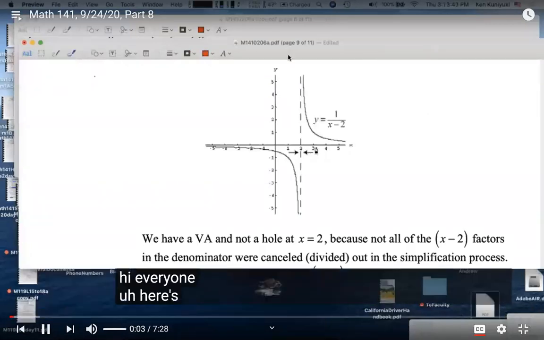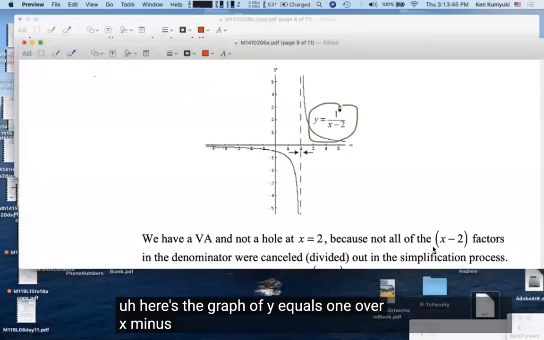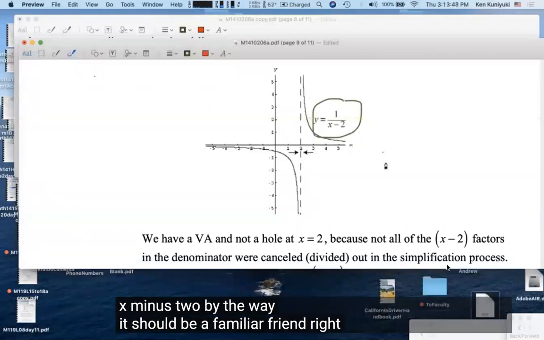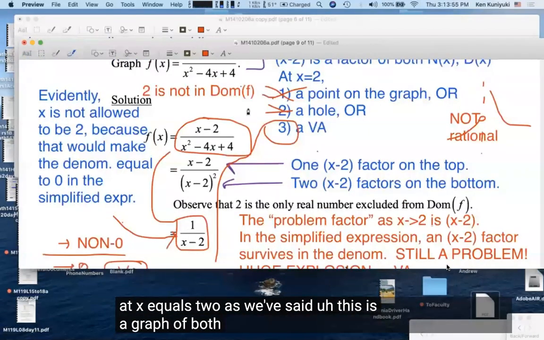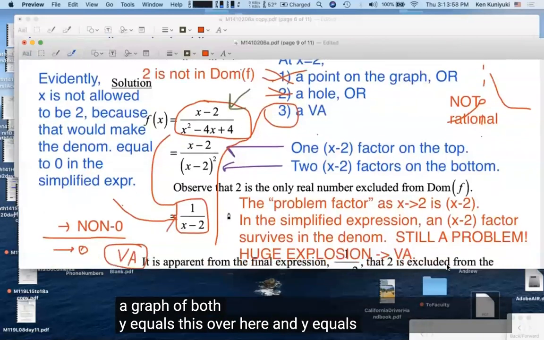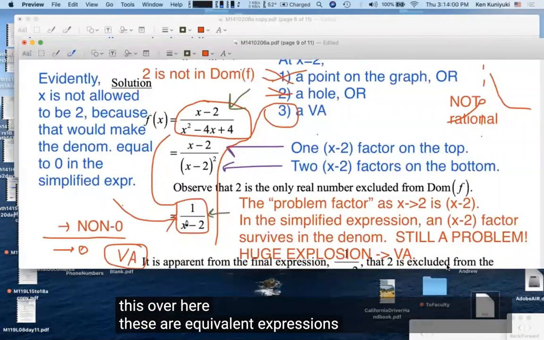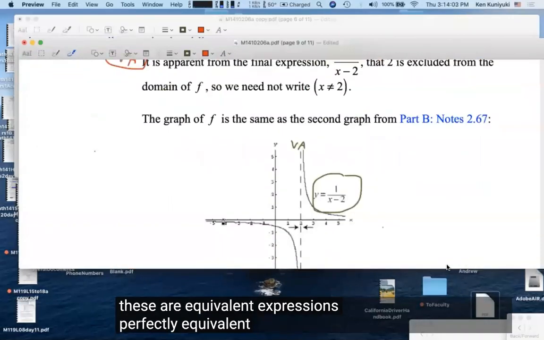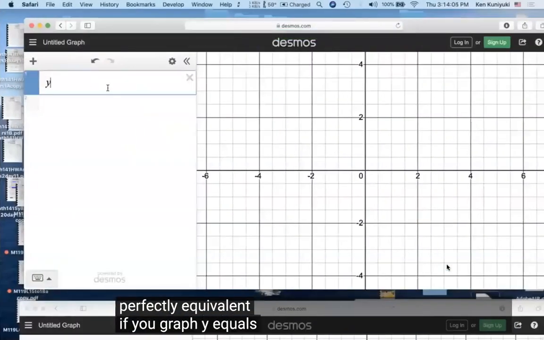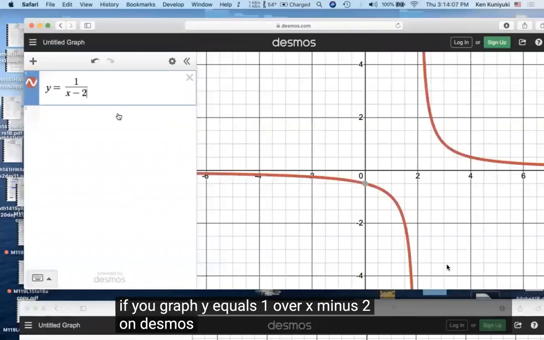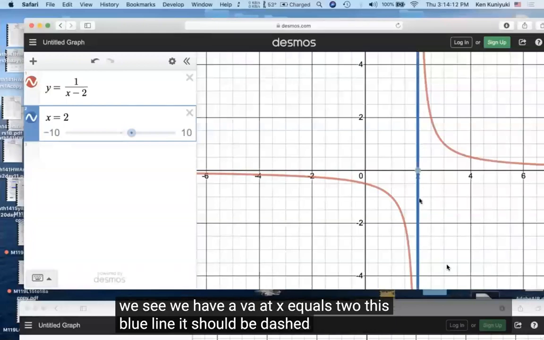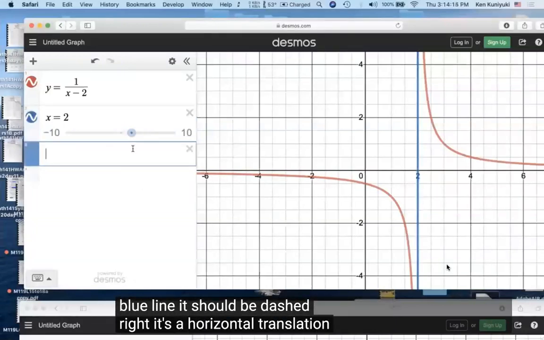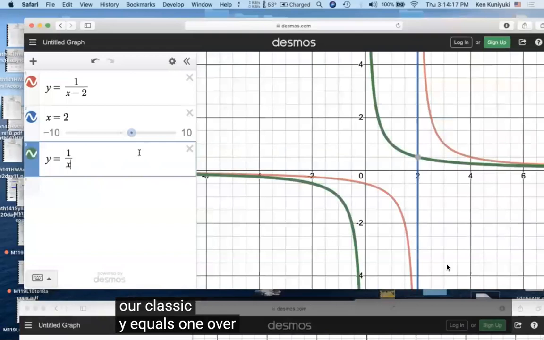Hi, everyone. Here's the graph of y equals 1 over x minus 2, by the way. It should be a familiar friend, right? It has a VA at x equals 2, as we've said. This is the graph of both y equals this over here and y equals this over here. These are equivalent expressions, perfectly equivalent. If you graph y equals 1 over x minus 2 on Desmos, we see we have a VA at x equals 2. This blue line should be dashed. It's a horizontal translation of our classic y equals 1 over x.